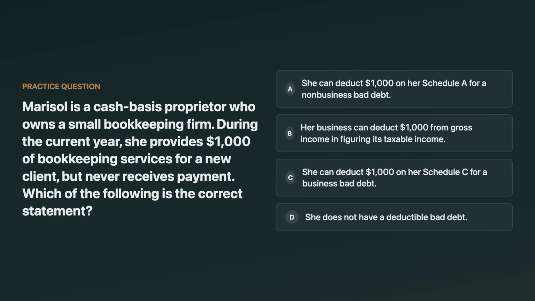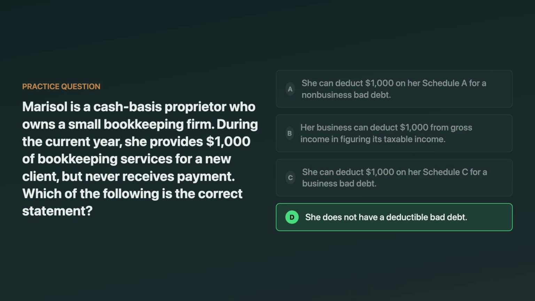Marisol is a cash-basis sole proprietor with a bookkeeping firm. This year, she performs $1,000 of services for a new client, but never gets paid. Which statement is correct? She can deduct it as a non-business bad debt on Schedule A, deduct it from gross income, deduct it on Schedule C as a business bad debt, or she has no deductible bad debt. Think about it.